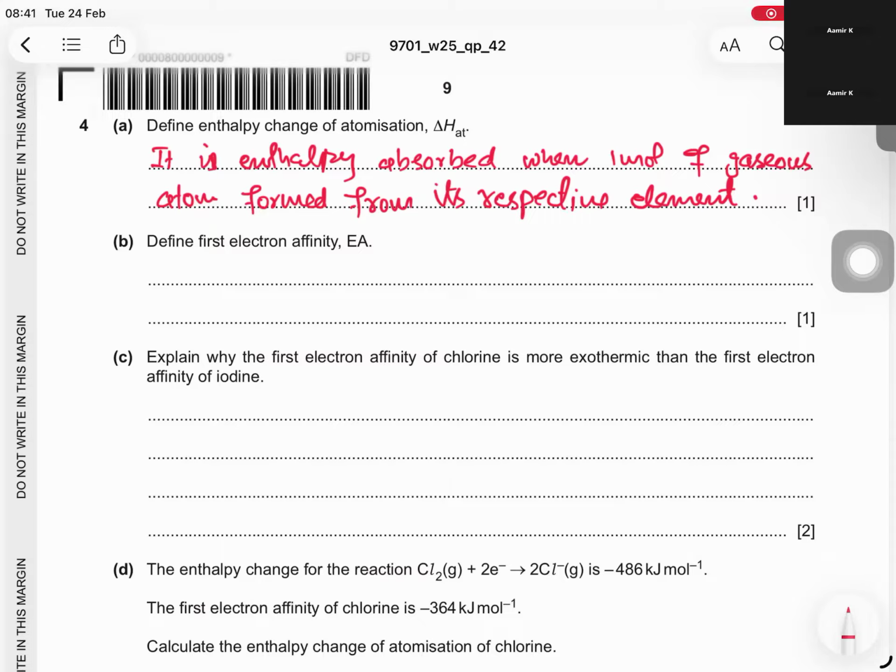Because the question did not use the word standard, we are not writing under the standard conditions. Right? Next.